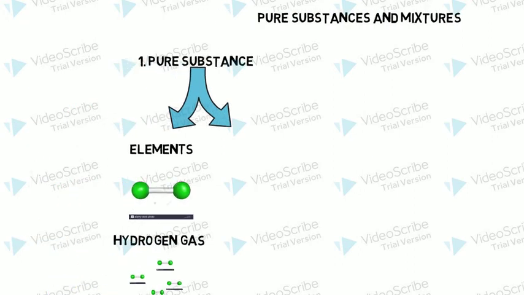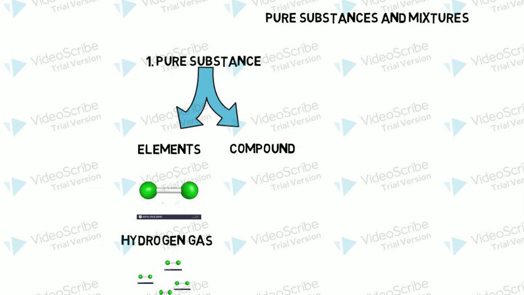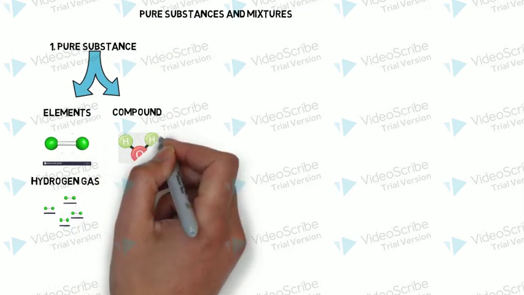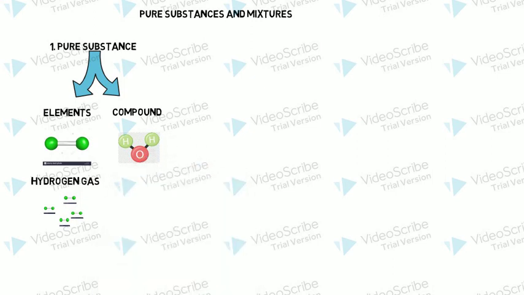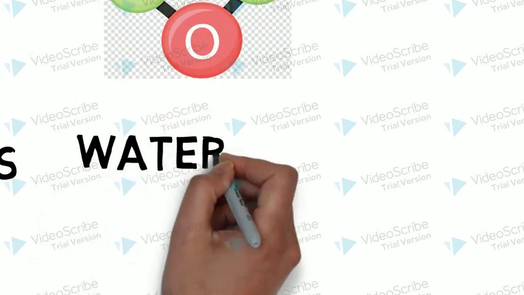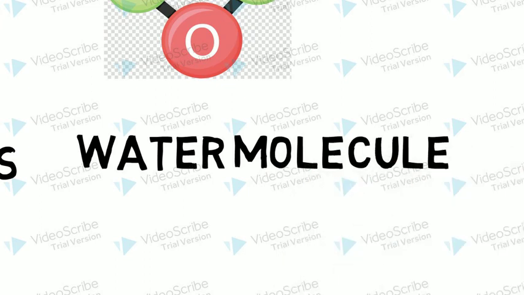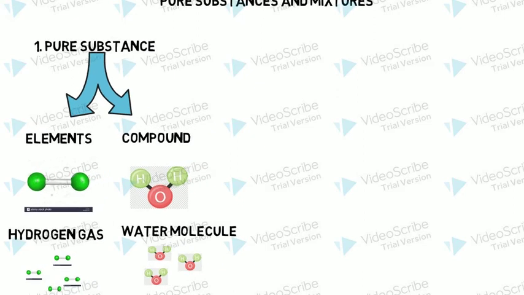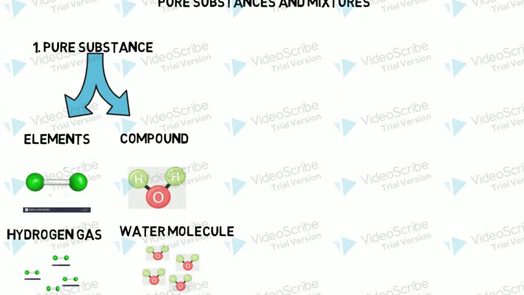In a compound, the molecule consists of two or more different atoms, like the molecule of water, for example, which consists of one oxygen atom and two hydrogen atoms. So water consists of water molecules which are identical to each other, and each molecule consists of different types of atoms, which are oxygen and hydrogen. Now that's about pure substances, which are elements and compounds.